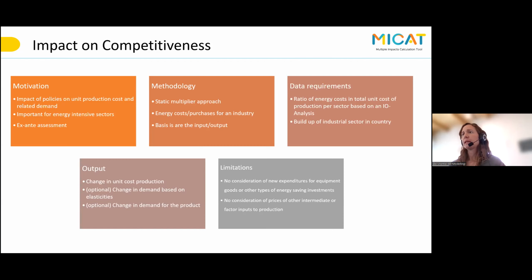Again, here there are a few limitations. So we do not consider the cost of goods that could be associated with these energy measures. Our starting point is really how much less do we spend for energy, and we do not consider the prices of other intermediate or factor inputs to production. So we assume that the prices remain as such.